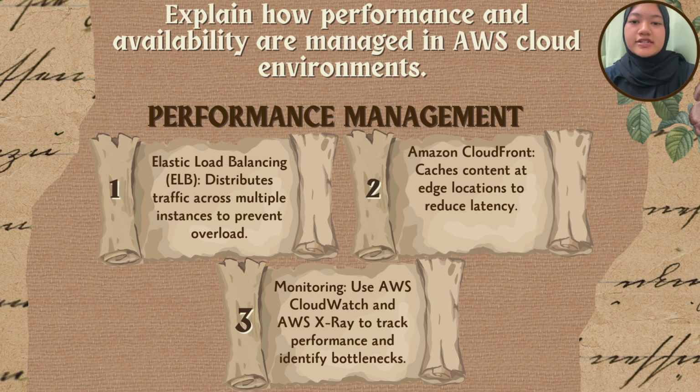So for the first question, explain how performance and availability are managed in the AWS cloud environment. For performance management, first, Elastic Load Balancing, or ELB, distributes traffic across multiple instances to prevent overload. Second, Amazon CloudFront caches content at edge locations to reduce latency. Third, monitoring. Use AWS CloudWatch and AWS S3 to track performance and identify bottlenecks.